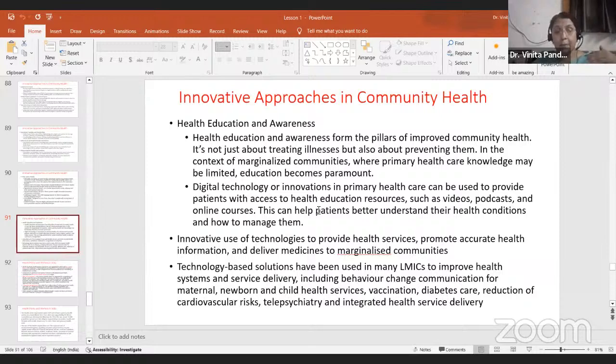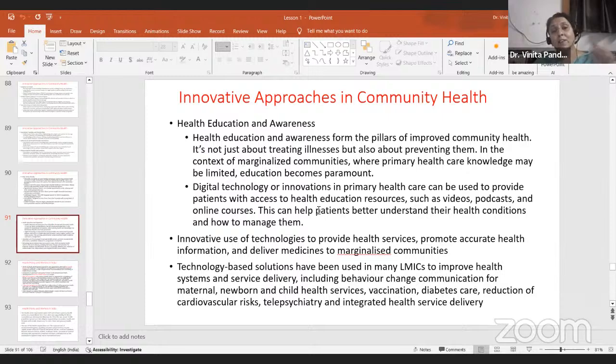So I think there has to be constant brainstorming, constant brainstorming, on how with the latest technology, the latest ways of reaching out to the community, we can make sure that community health is of the best quality and it is easily accessible.